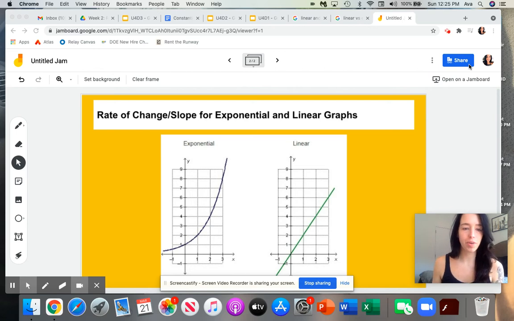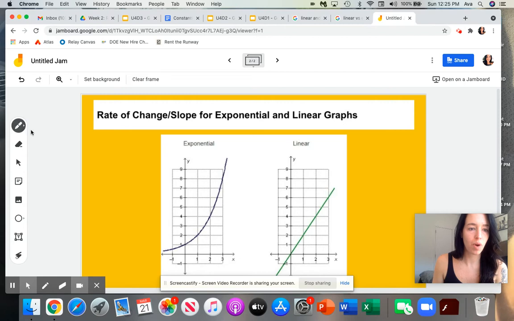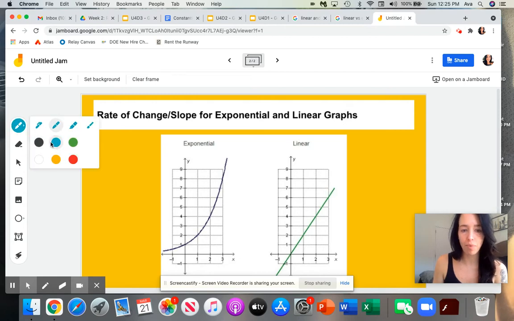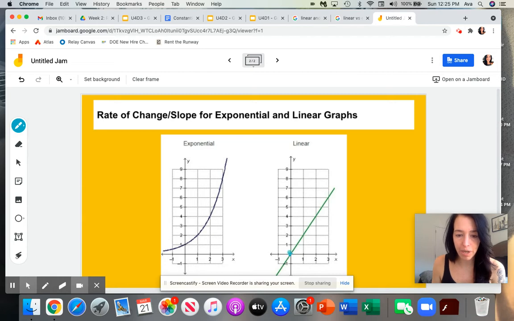Okay, so we are going to take a second and just look at different slopes, one on an exponential graph and one on a linear. If I'm looking at this linear graph, remember when we are finding slope, we have to count from exact points. You can see we have 4 exact points here. If I look at the slope between these 2 points, my rise is 2 and my run is 1. So the slope here is 2 over 1.